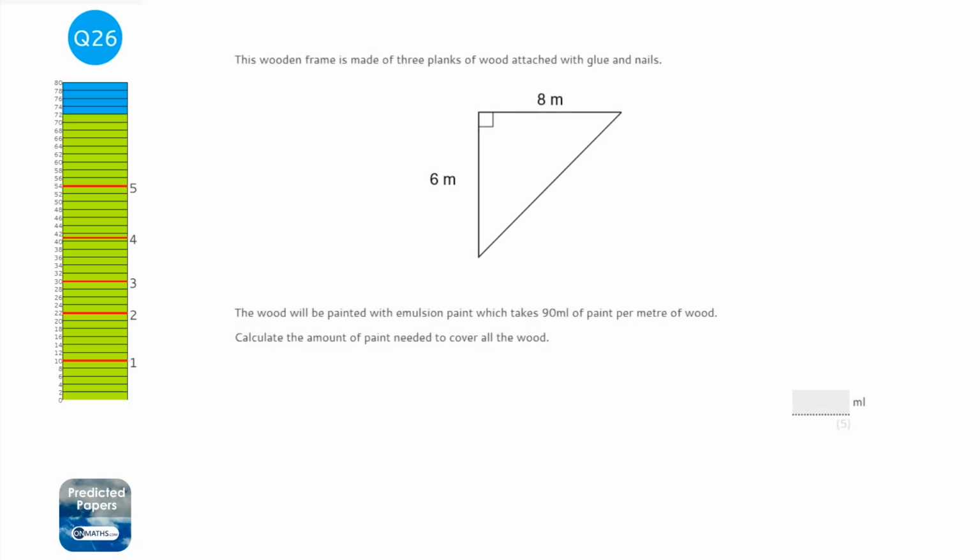Okay, so we've got quite a lot going on with this question. We've got 3 planks of wood attached by glue and nails, so we don't need to worry about the joins. But we're looking at the 3 planks of wood. Now, we've got 2 of the lengths. One is 6 metres and the other's 8 metres. But we need to find, obviously, the third length here to be able to continue with this question.